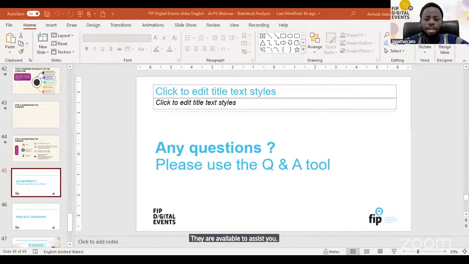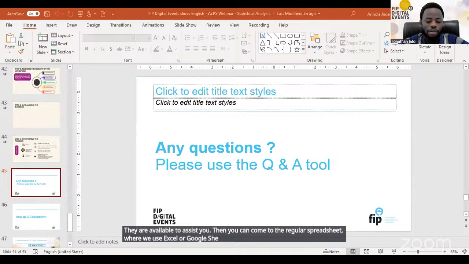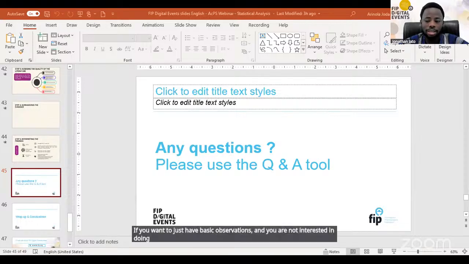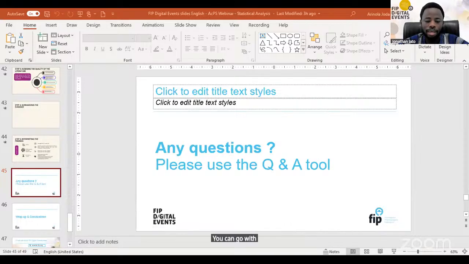Then you can come to the regular spreadsheets where we use Excel or Google Sheets for basic analysis. If you want to just have basic observations and you are not interested in doing deep analysis, you can go with the regular Excel or Google Sheet.